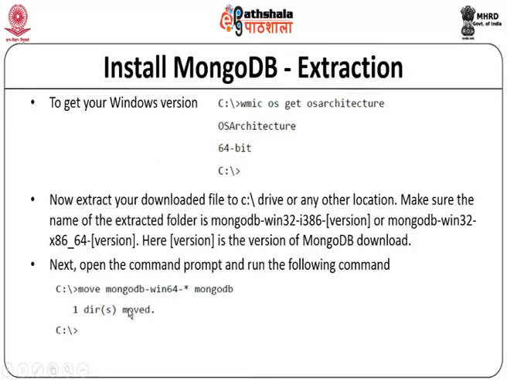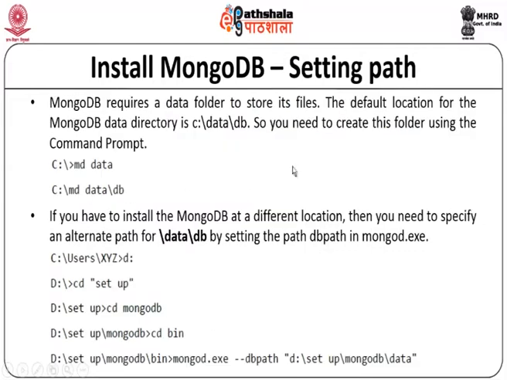The next thing you should do is download the respective MongoDB version, and then install that into your drive. The command to extract the downloaded MongoDB file is: move space MongoDB Win64 if it is going to be a 64-bit version, else it will be Win32. Now, one directory will be extracted and placed into the respective folder. Having extracted, next you should set the path.